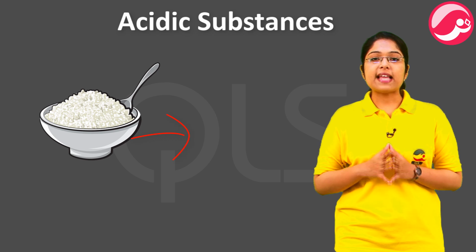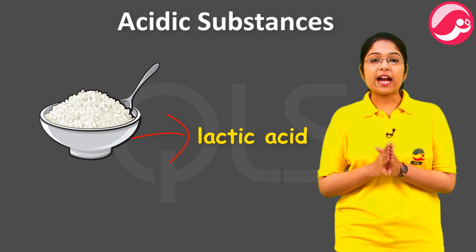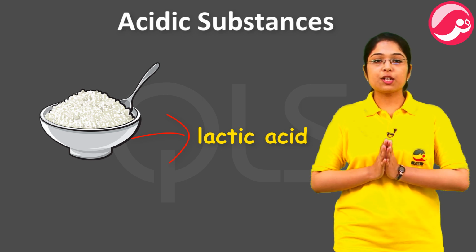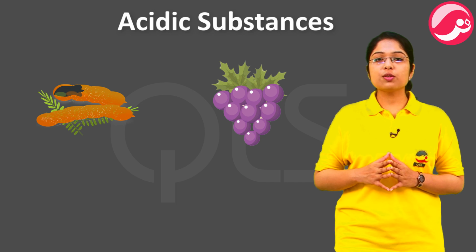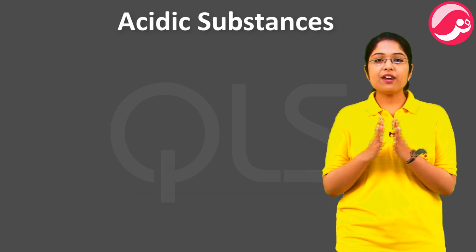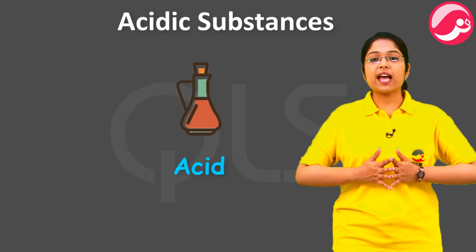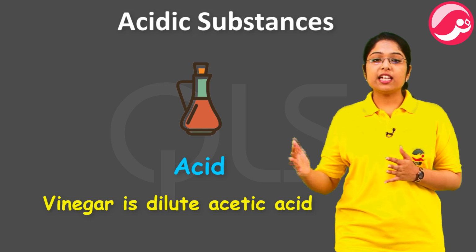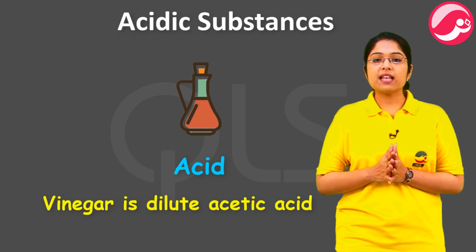Curd contains lactic acid which is produced during the curdling by the bacteria lactobacillus utilizing the lactose present in the milk. Tamarind and grapes are also acidic because they contain tartaric acid in them. And vinegar. Vinegar is itself an acid. Vinegar is dilute acetic acid. We will study about dilution and dilute acids in coming classes.